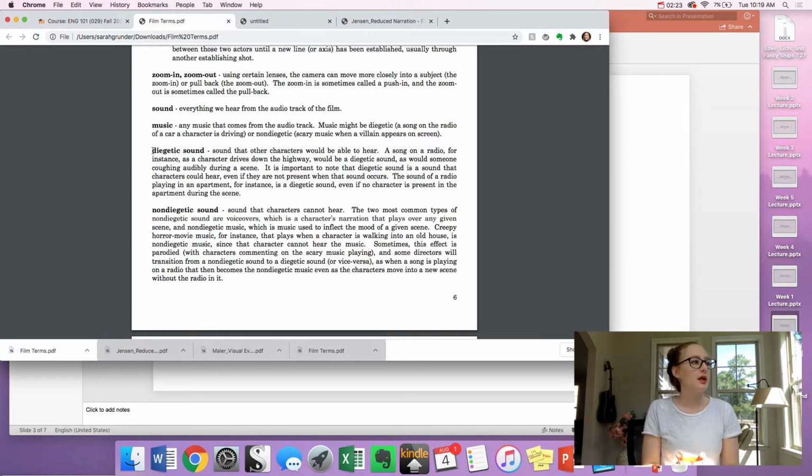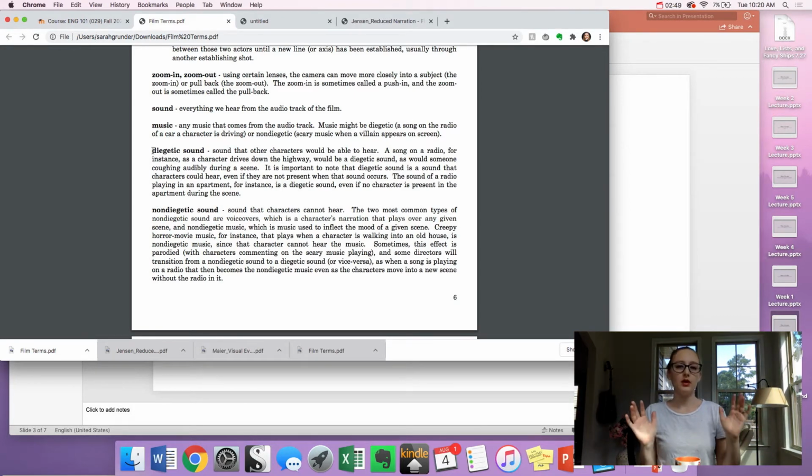Non-diegetic sound includes sound that the characters do not hear, so it's not part of the world of the story. For instance, when there's an action scene in a film and you're hearing this intense music, that's non-diegetic sound. The characters aren't listening to that music. The music is not part of their world. It's heightening our emotions. It's for us, helping us to create meaning and understand what we're supposed to feel in that scene. So that's non-diegetic.